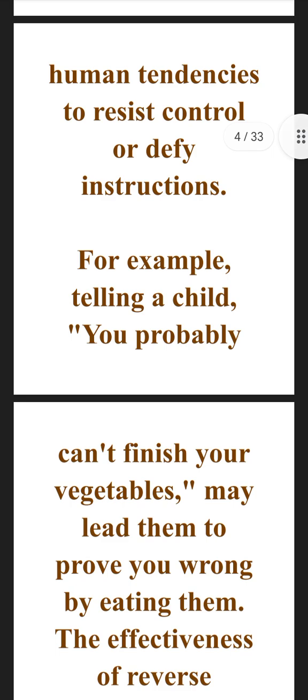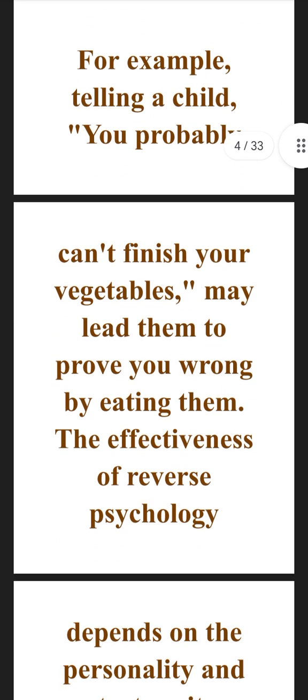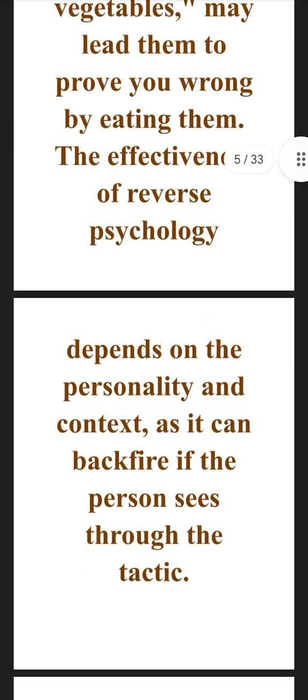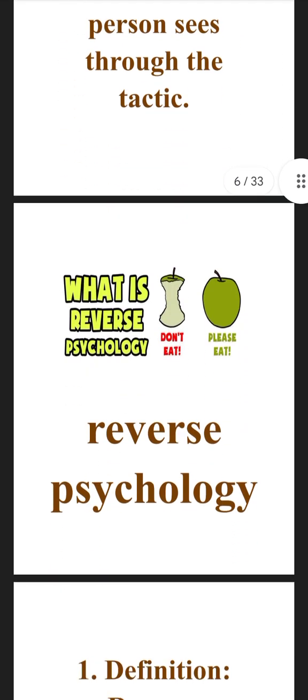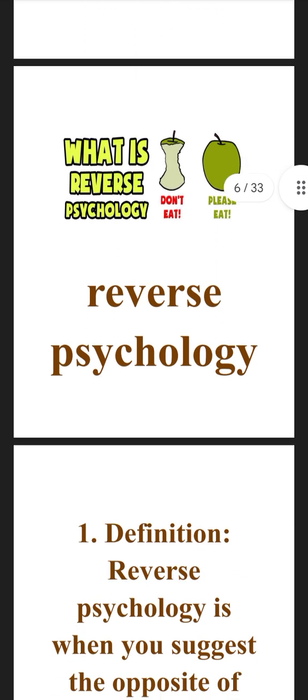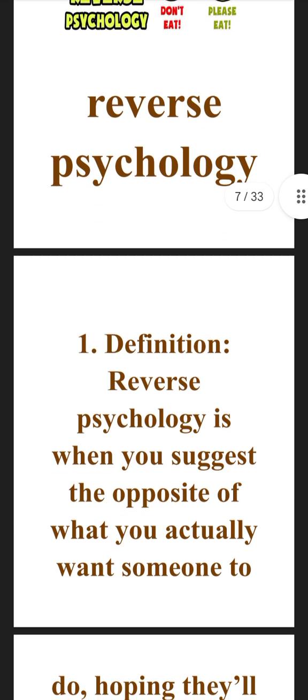For example, telling a child, you probably can't finish your vegetables, may lead them to prove you wrong by eating them. The effectiveness of reverse psychology depends on personality and context, as it can backfire if the person sees through the tactics. So, what is reverse psychology? Now we will learn one by one with examples in easy language.